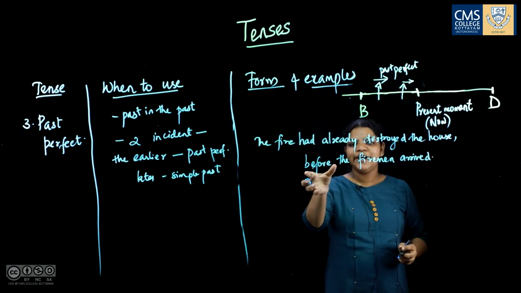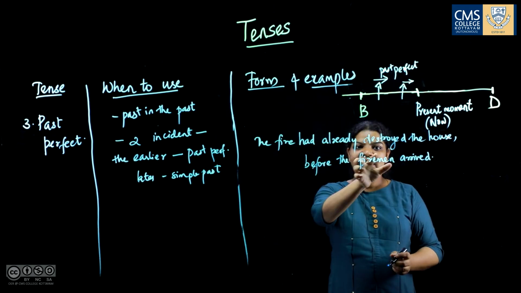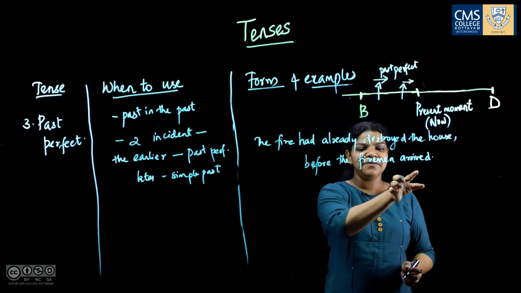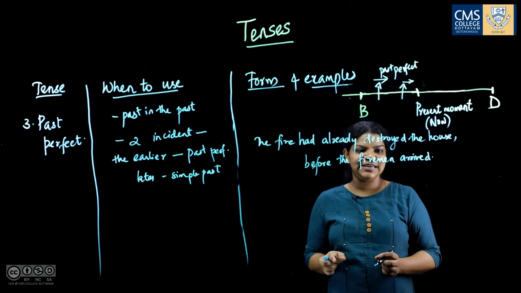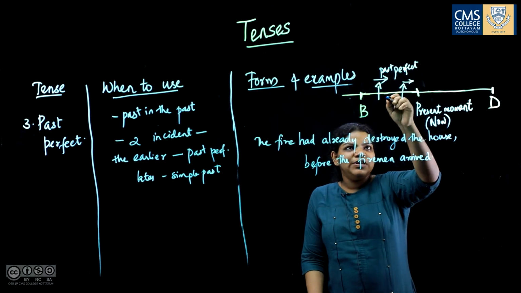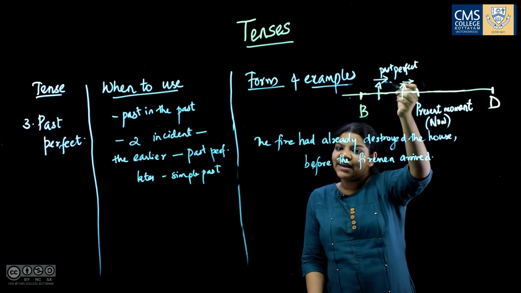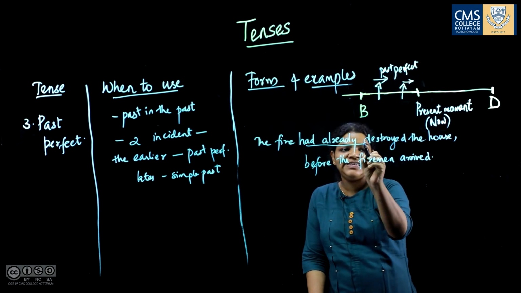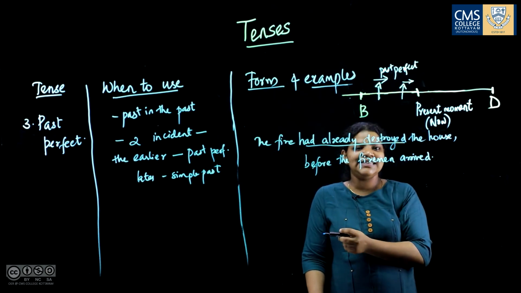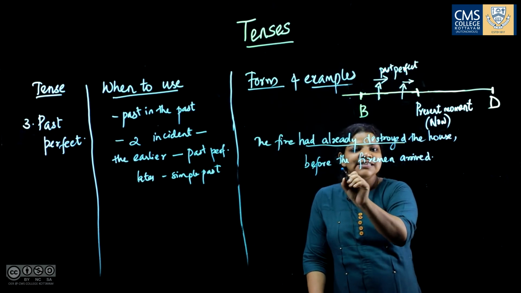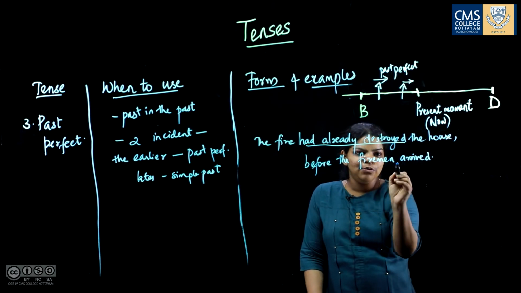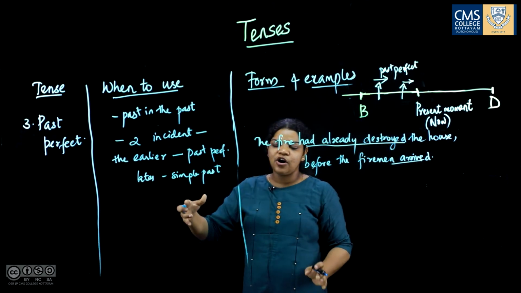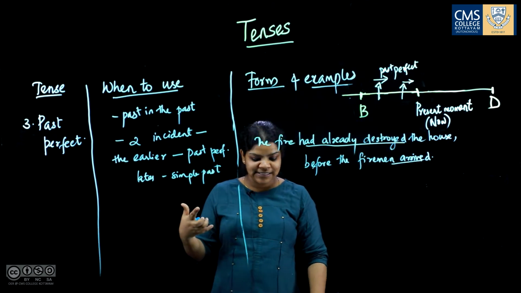Look at this sentence. We have two actions here. The fire had already destroyed the house. The firemen arrived. So the action which happened earlier is the fire destroying the house. So we have used the past perfect tense to refer to that incident. And the later incident is the fireman arriving. So we use simple past tense to refer to the second incident. So this is the context in which we use past perfect tense.